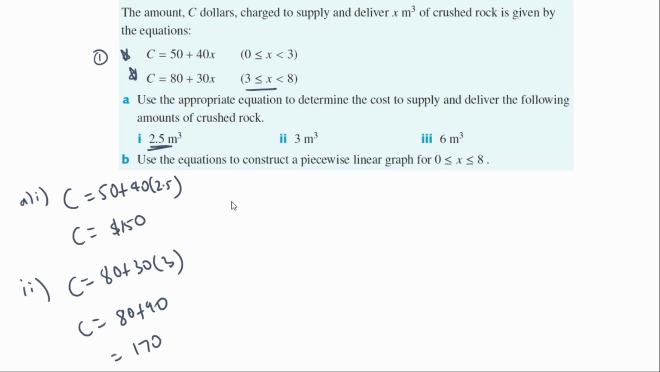And part 3, this one is also the second equation. 6 is in between 3 and 8. So I'll just chuck that into that formula. C equals 80 plus 30 bracket 6.